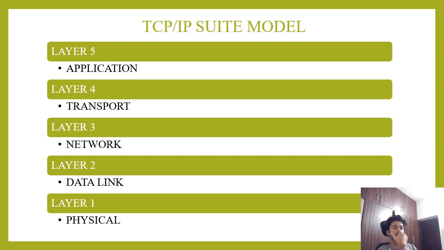And here we are going to learn about the TCP/IP suite model. Here the first layer is the physical layer. The second layer is the data link layer. The third layer is the network layer. The fourth layer is transport, and the fifth layer is application. So let's go to our next slide and now learn briefly about these layers.